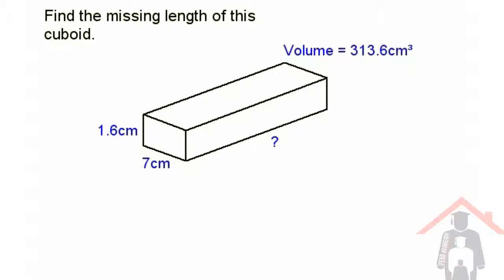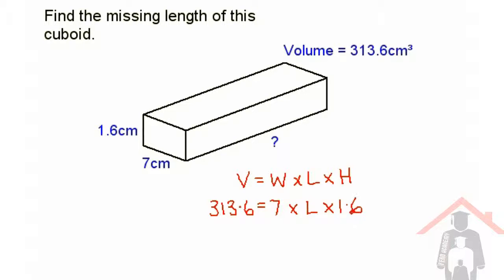I'm going to do this question in the same way. I know that the volume is 313.6. The width is 7. I don't know the length. And the height is 1.6. So 313.6 equals 7 times 1.6, which is 11.2, times by the length L.